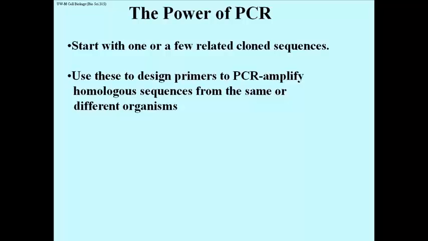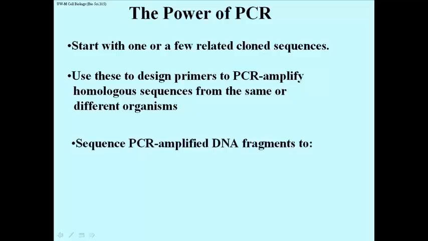You can then, of course, sequence the PCR amplified fragments that you get to study the evolution of genes and species. Obviously, a fish globin gene isn't going to be identical to a human or a cow or a frog gene for globin. So you can study the differences between the genes of different species and use that information to make statements or conclusions about species and gene evolution.